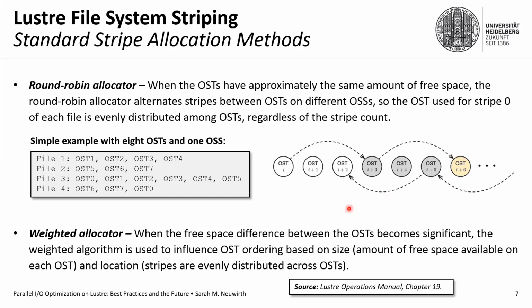However, the round-robin allocator does not provide true load balancing, which is why there is another allocation method that is called the weighted allocator. And the weighted allocator uses a weighted random algorithm internally to fill emptier storage targets faster. However, because it uses a random algorithm, not always the storage target with the most free space is necessarily chosen, but one randomly from the ones that have significantly less space used than other OSTs.